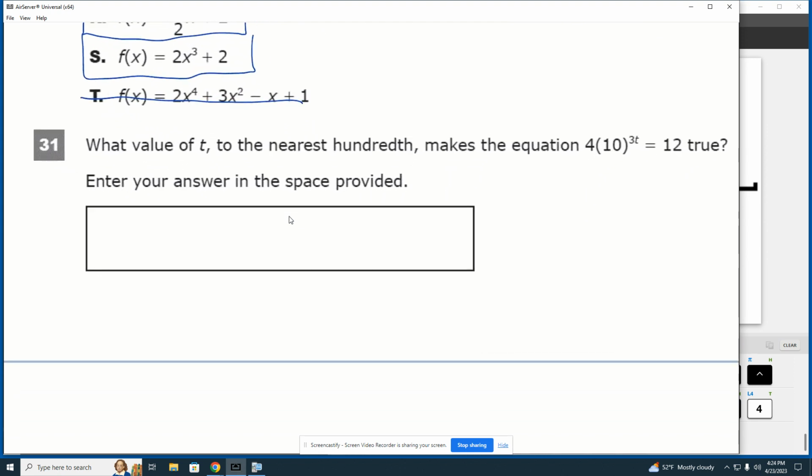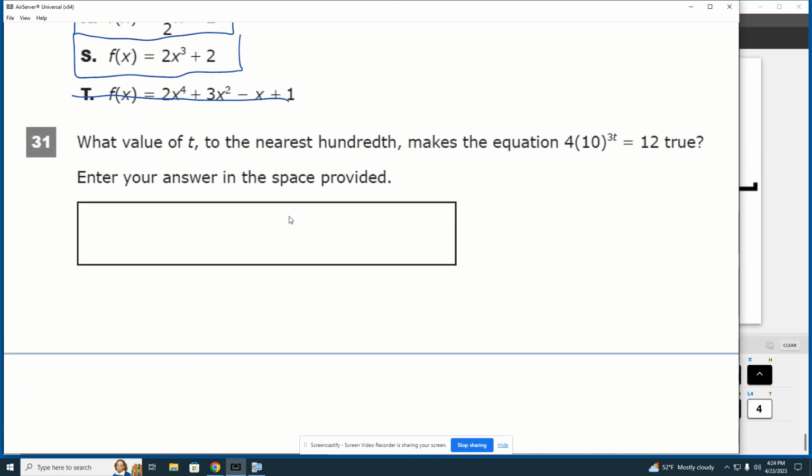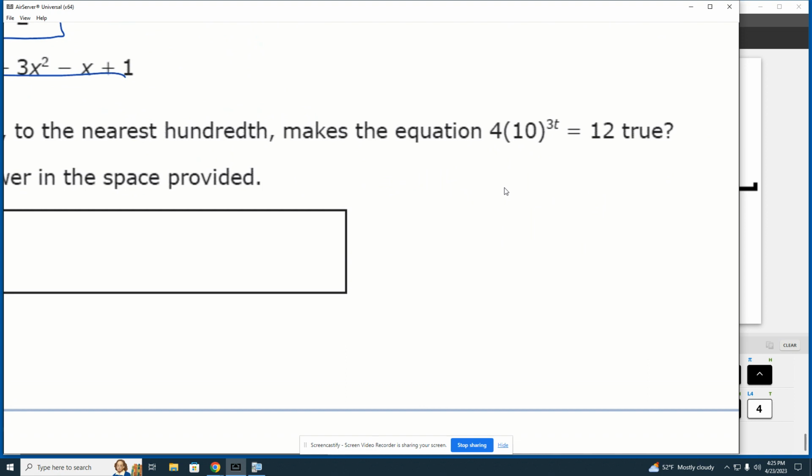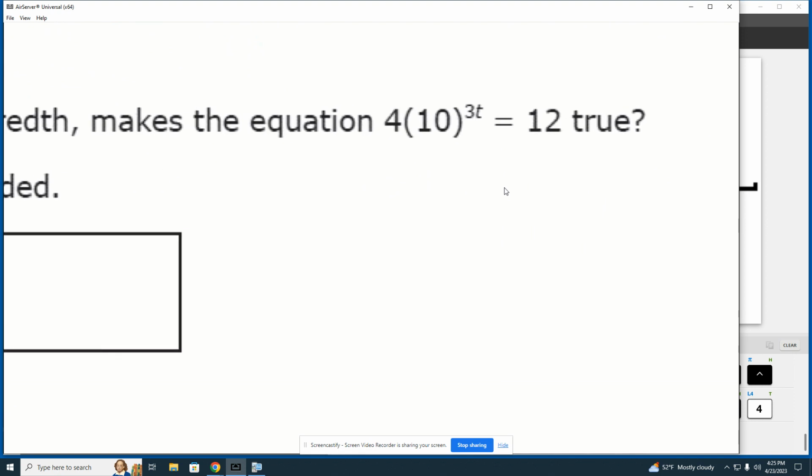If you don't have a calculator, I'm sorry, if you don't have multiple choice, you're going to solve this using the way we solved exponential and logarithmic equations. Let me explain. To solve 4 times 10 to the 3t equals 12, we want to solve this exponential function. We know it's exponential because the variable is in the exponent spot. So what we have to do is isolate the base of that exponent.